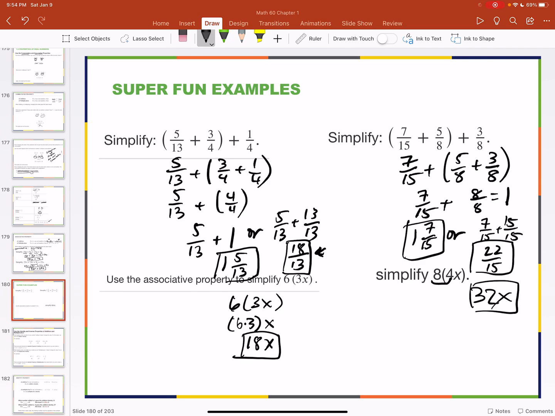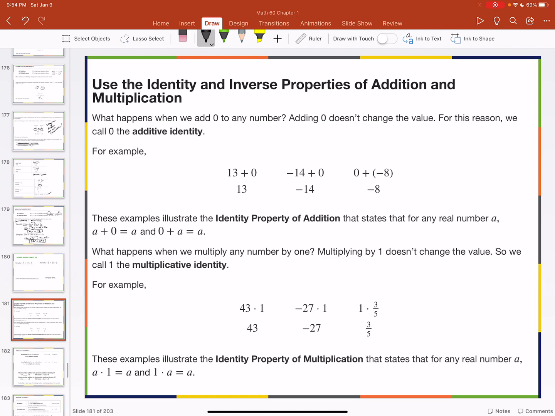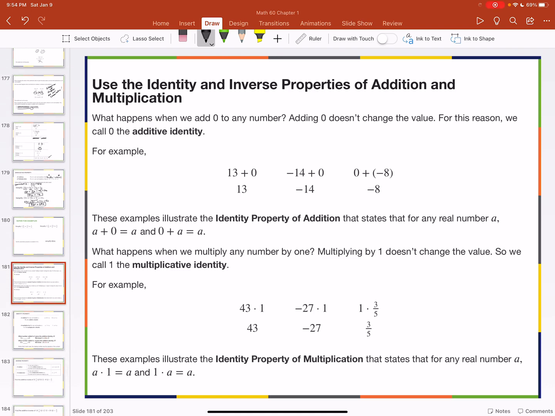Let's continue. So that would be, we just did that one, 32x. Okay, so here it says use the identity and inverse properties of addition and multiplication. So first let's talk about what that is.